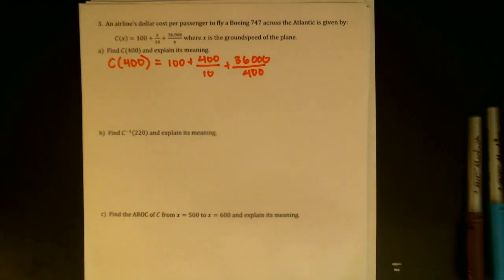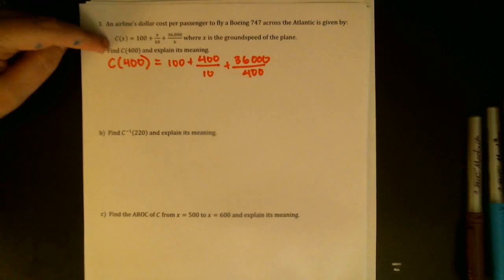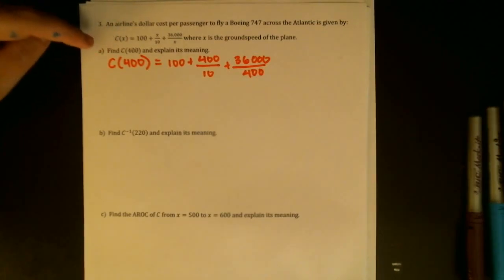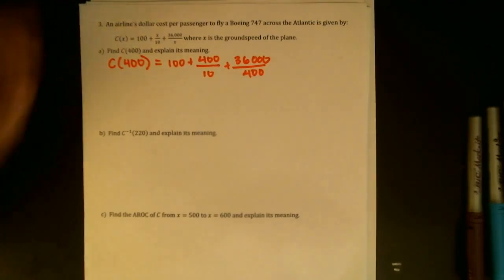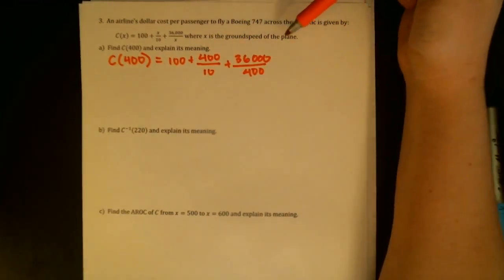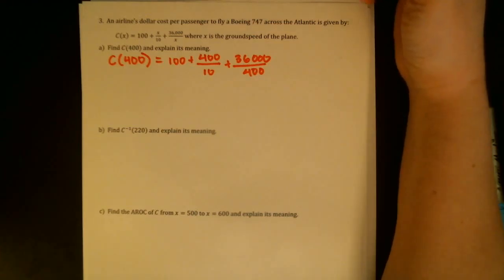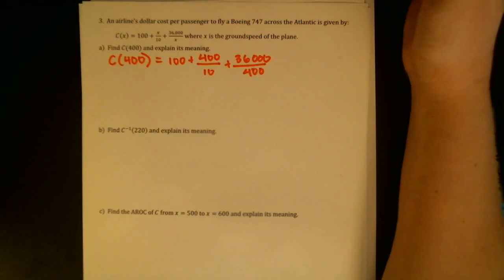Hi everyone, in this video I want to do one more review example. I want to make sure we talk about at least one word problem. So here I do have a function represented by a formula, but there's also a context to this problem. Function C inputs the ground speed of a Boeing 747 and it outputs the airline's cost per passenger to fly that plane across the Atlantic.